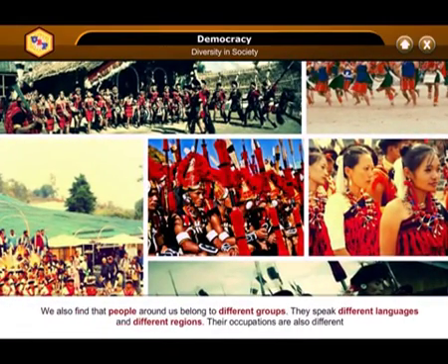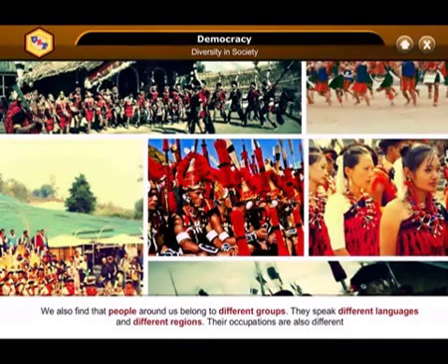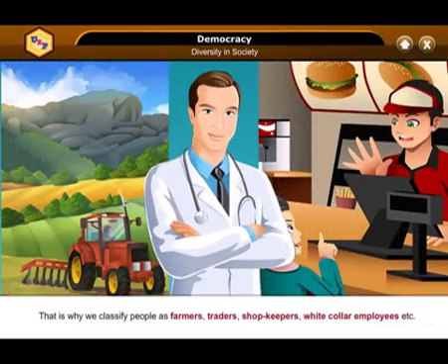We also find that people around us belong to different groups. They speak different languages and live in different regions. Their occupations are also different. That is why we classify people as farmers, traders, shopkeepers, white-collar employees, etc.